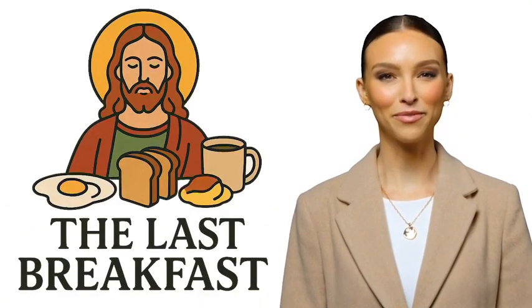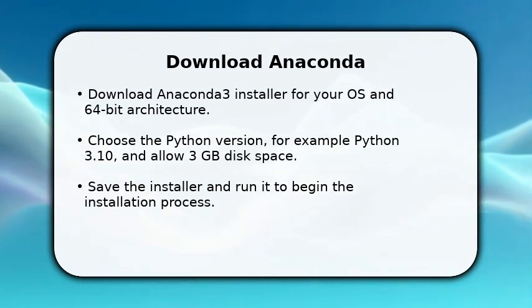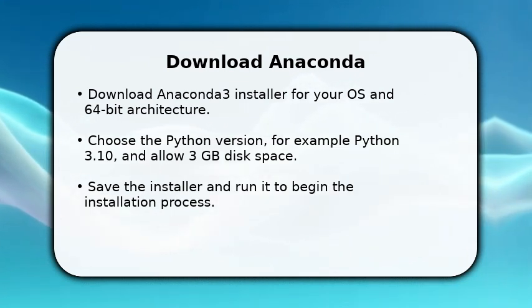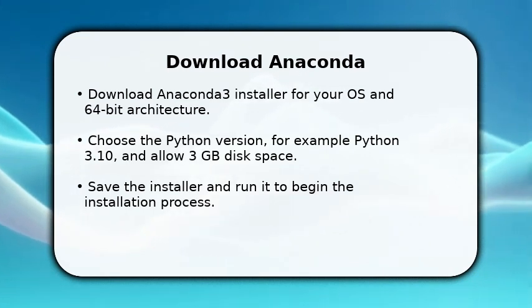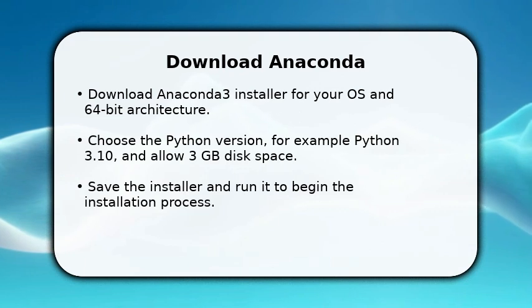Please enjoy the video. Start by downloading Anaconda 3 for your operating system. Choose the 64-bit installer built for Python 3.10. Allow approximately 3 GB of free disk space for installation. Save the installer to your downloads folder or desktop for easy access. Verify the installer file name and size before running it.